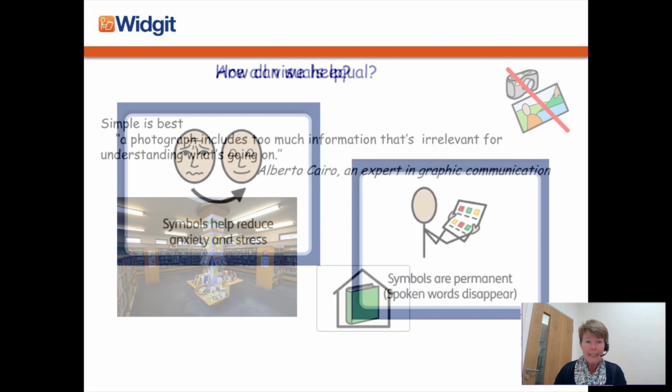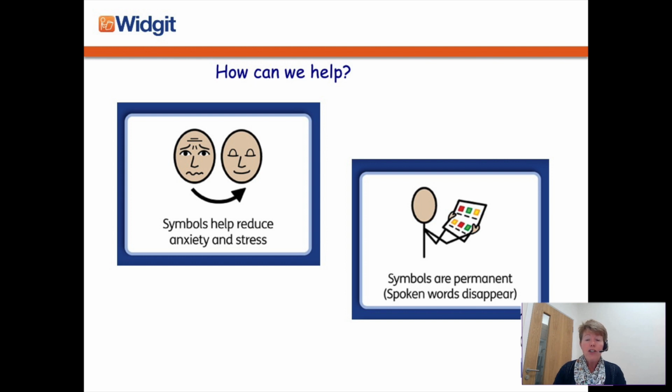So if we can move on, please. I've stuck these two together. So symbols help reduce anxiety and stress. And as already mentioned, symbols are permanent, with spoken words disappearing. Often, not always, but often anxiety is around not knowing what's happening, not knowing what to do. So if you've got visuals, if you've got symbols, then it's going to support what's happening, what I need to do, and therefore lower anxiety and stress. So again, if we can move on.